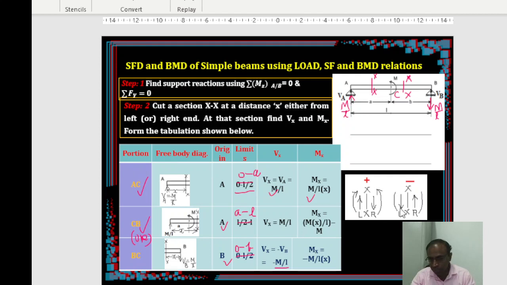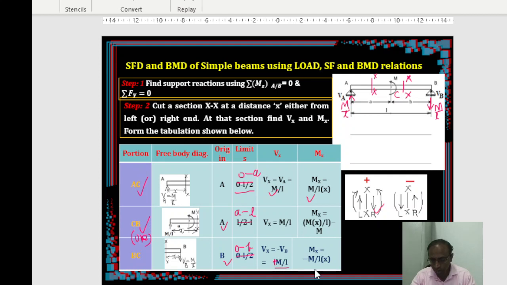Why minus? Following the sign convention. You are on the right of the section, right? On the right of the section, this is not minus, it is going to be plus only. Downward, right? Your section is here, and the force is on the right side. This is the type of reaction. So this must be plus M by L.